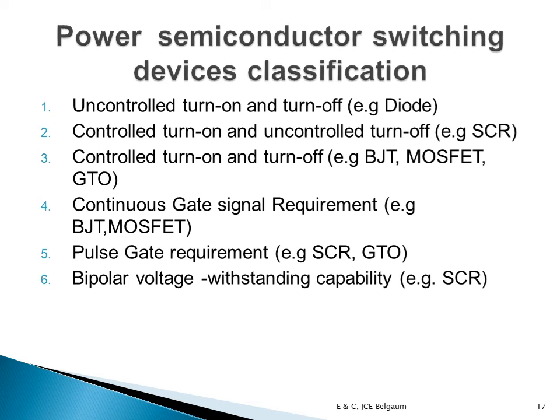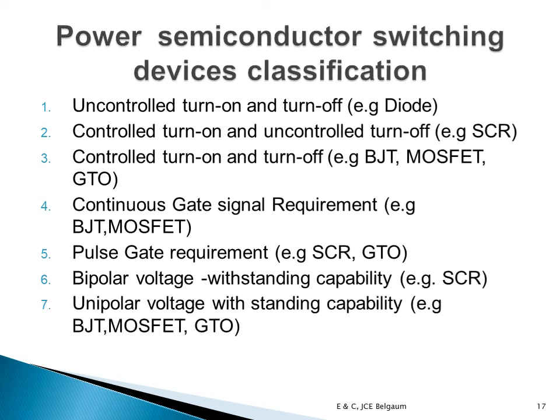Next is bipolar voltage withstanding capability. SCR is the one. Even a diode can come here. SCR is the one which is able to withstand both. Diode cannot come here because it cannot withstand the forward voltage. It will immediately turn on. SCR can withstand because the gate is still not given. It is able to withstand in the first quadrant as well as withstand the voltage in the second quadrant. So both positive as well as negative voltage can be withstood by SCR.